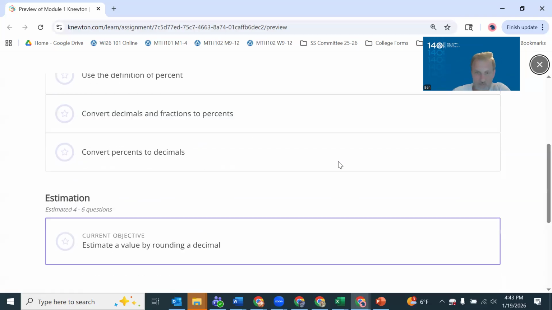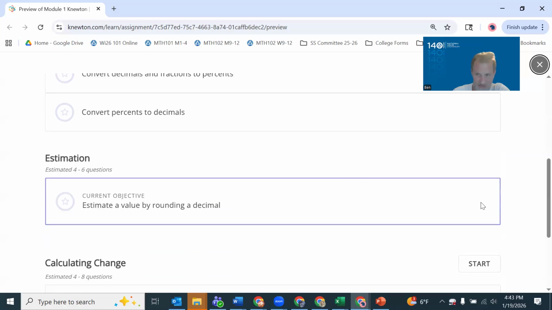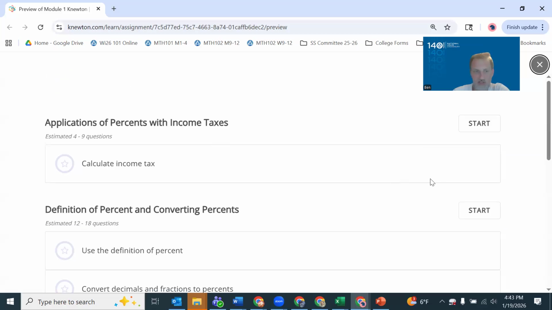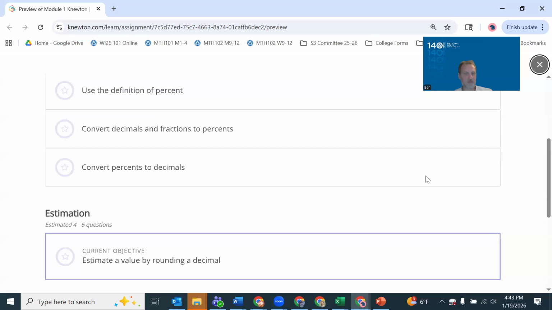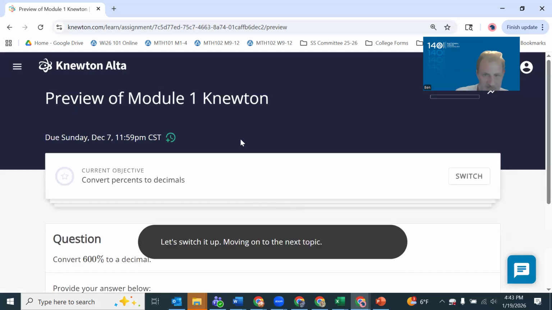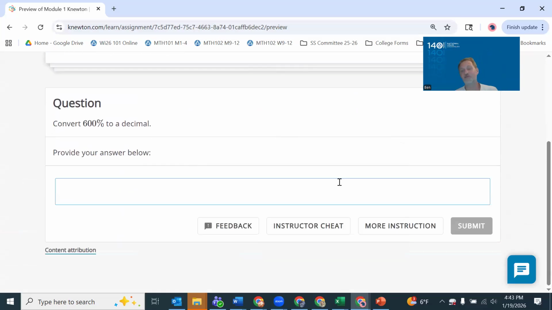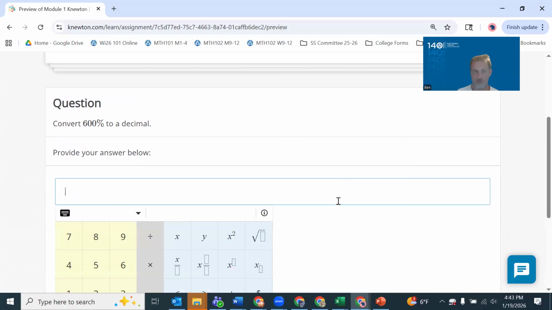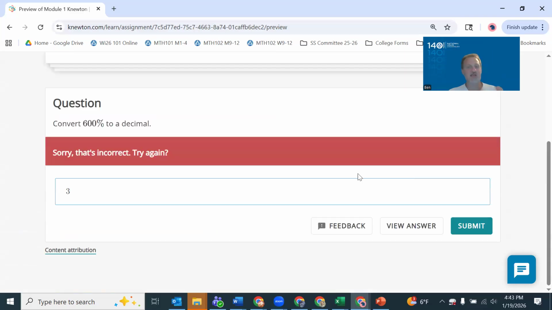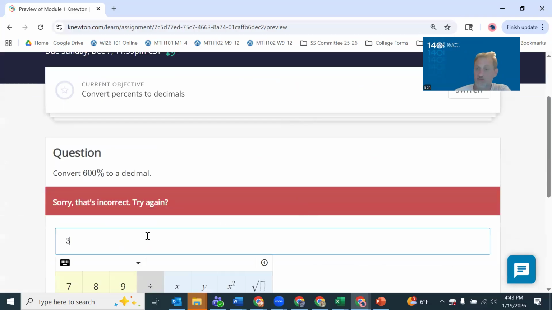So I'm just going to hit start on something here, and then we'll see a little bit about the kinds of things you're going to be facing. Okay. So convert 600% to a decimal. First thing, if you've never used Knewton before, you get 2 chances to get this right. If I put in the answer 3 and I press submit, it says, no, that's not right. Just try again. So the first time it just gives me the feedback. If it's right, great, you're going to move on. If it's wrong, it'll just say wrong. You're going to try again. So I'm going to actually do some work here.